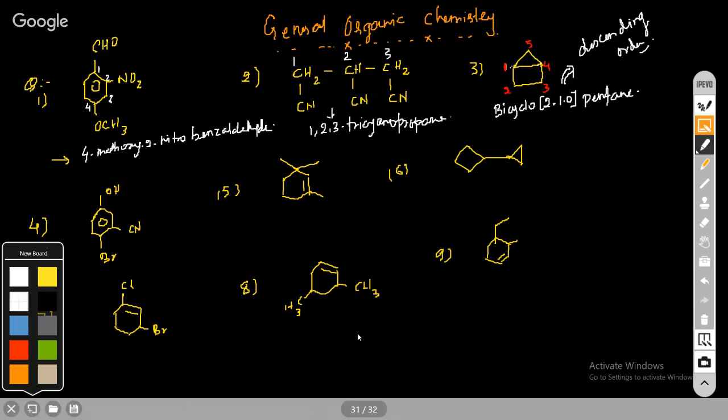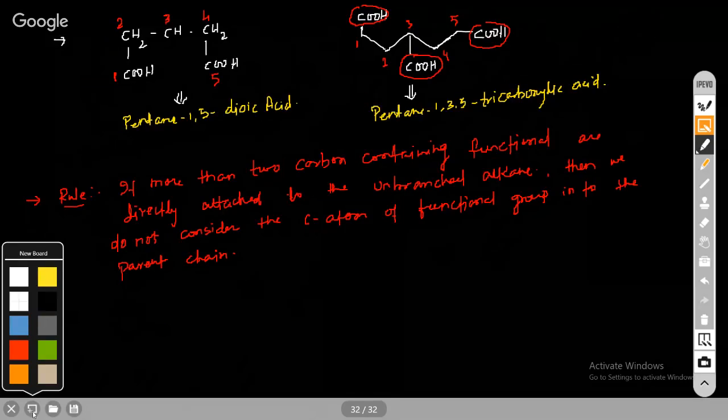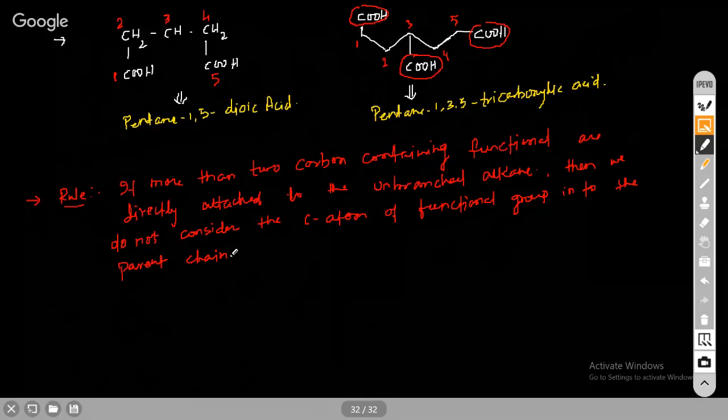Spiro compounds, in which the two rings are connected with a quaternary carbon. Like the simple example is this. Spiro compounds: two rings are connected with a quaternary carbon.